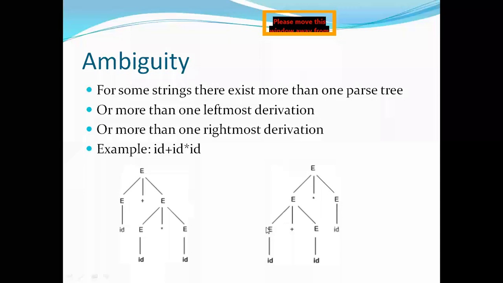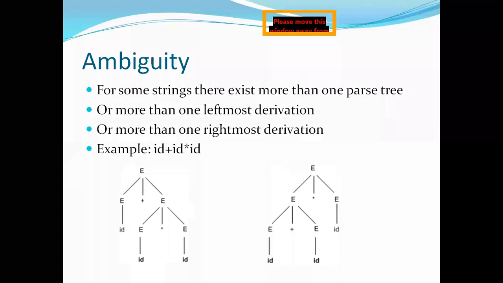So E is replaced with E plus E, and this is replaced with id and this is replaced with id. Finally, what is the yield of this parse tree? id plus id star id. So we can get the given string for the grammar: E produces E plus E, E produces E star E, and E produces id. So these are the given parse trees.